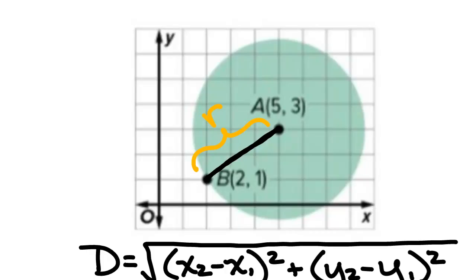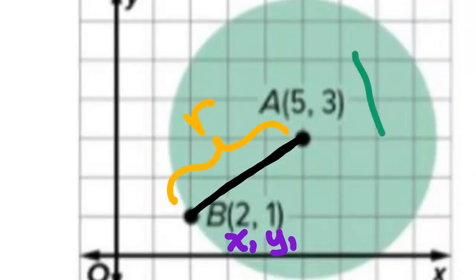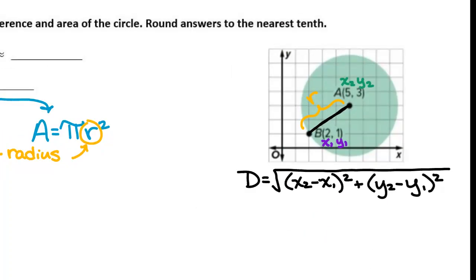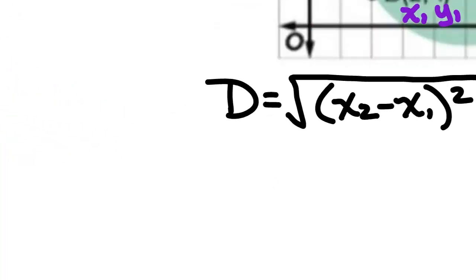So one of our points has to be (2,1). The other point has to be (5,3). I'm going to call B my x1, y1, just because it was the first point that I saw as I was looking at my paper. And so that means I would call A my x2, y2. You could flip it around the other way and you're going to get the same final answer. So we are finding the distance from A to B. So I'm going to replace D with the length from A to B.